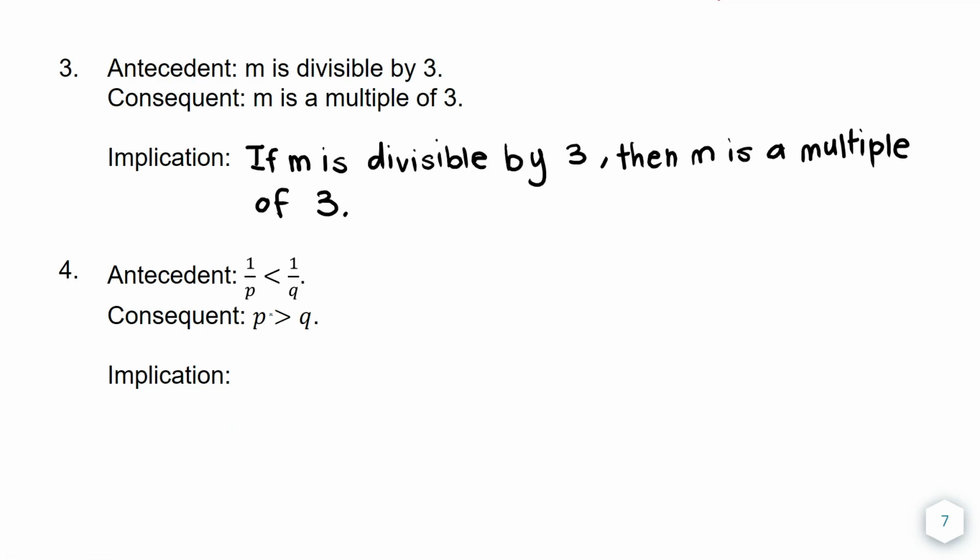If 1 over p is lower than 1 over q, then p is higher than q. Yes, that's correct. If 1 over p is lower than 1 over q, then p is higher than q. Simple, right? Okay.